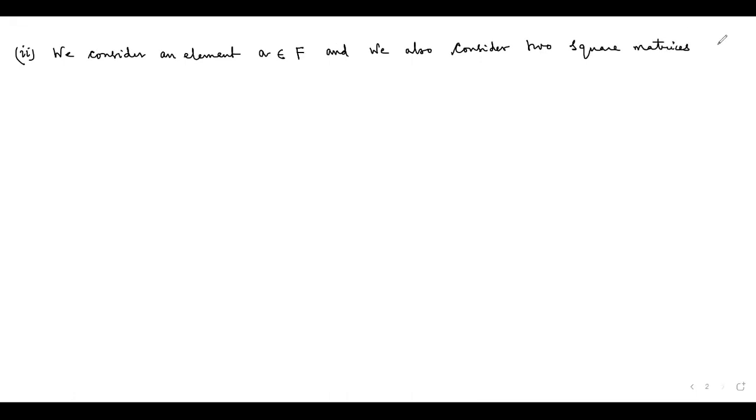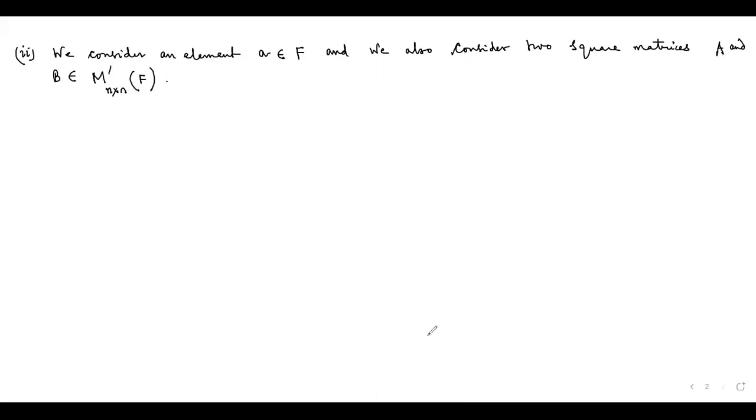So in property 2, if you look at the statement of example 18, we consider an element A belongs to the field on which the vector space is defined, and we also consider two square matrices, capital A and capital B, from M'n×n(F).